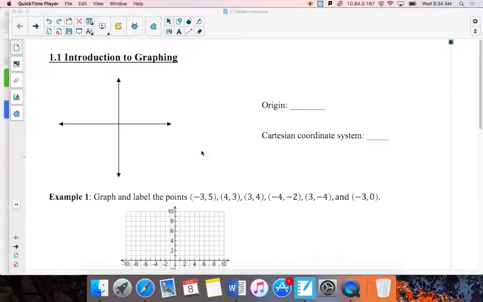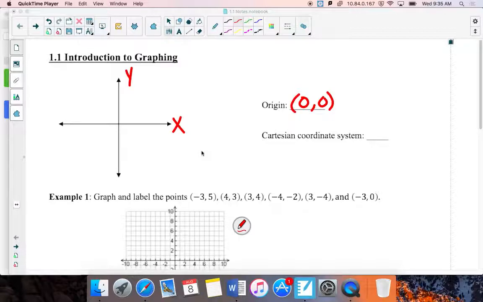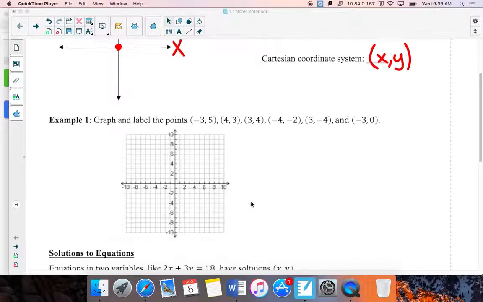So the first thing you guys can see on your notes is you have a Cartesian plane. You have an XY axis that we can plot ordered pairs on. The origin of that is located at (0, 0), which would be this point right here, right in the middle where those two axes cross. The Cartesian coordinate system we label with ordered pairs, (x, y): x is always first, y is always second. So we can graph points on there.